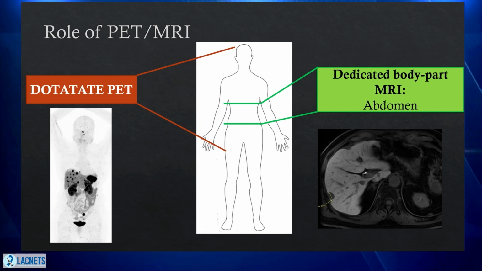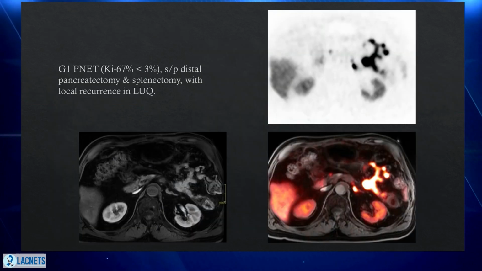But at the same time, PET MRI allows us to get dedicated body part MRI, and this is most commonly the abdomen, because this is the area of most common concern in neuroendocrine tumors. So the advantage of PET MRI is in patients who need abdominal MRI, this could be done at the same time as the dotatate PET. That's the biggest advantage of it, the simultaneous acquisition of both scans in one session.